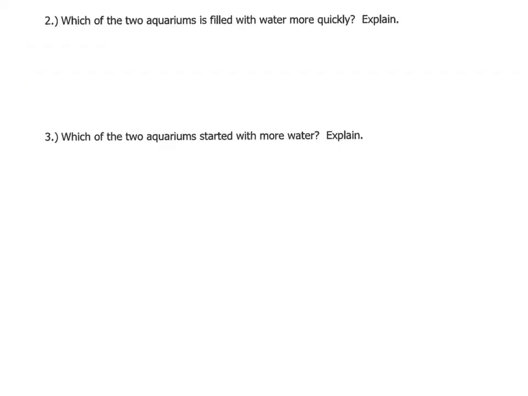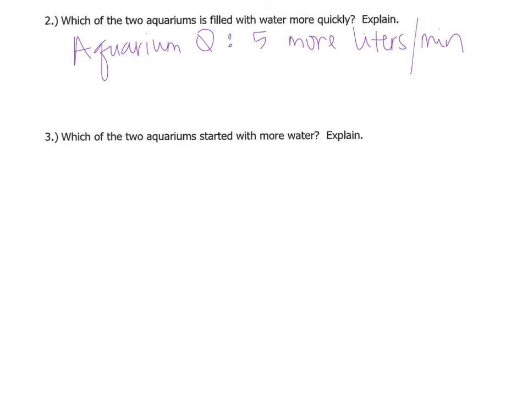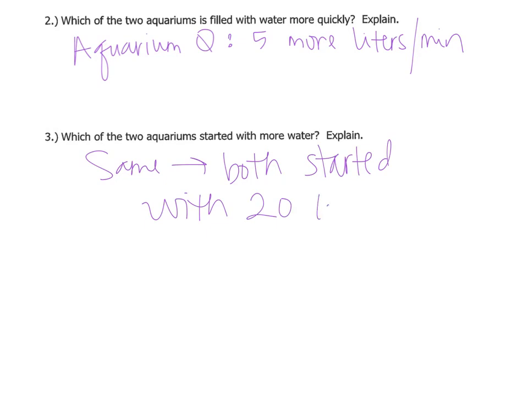So which is filled with water more quickly? The one that's filled with water more quickly is the one we circled up above, which is aquarium Q. So aquarium Q, because the slope is 5 more liters per minute. So which started with more water? They both started with the same. So they were the same. Both started with 20 liters.